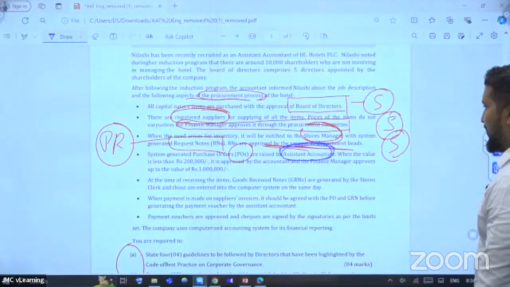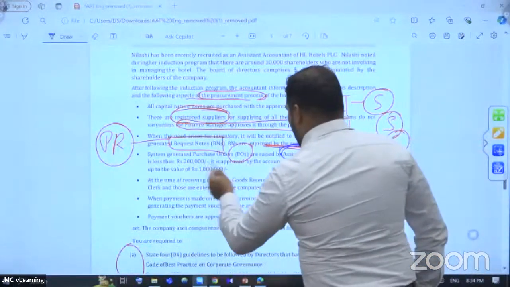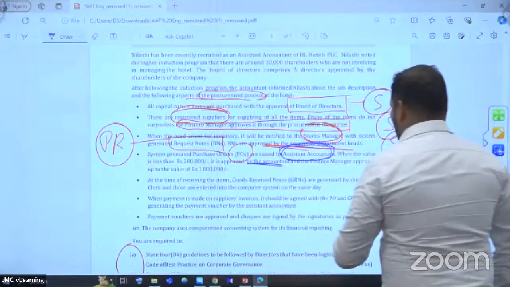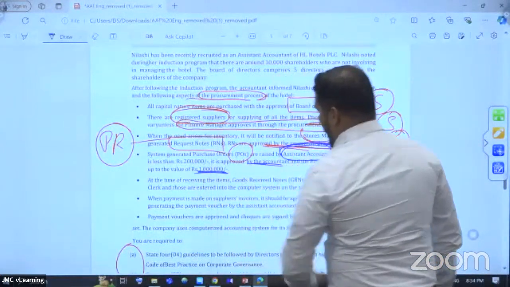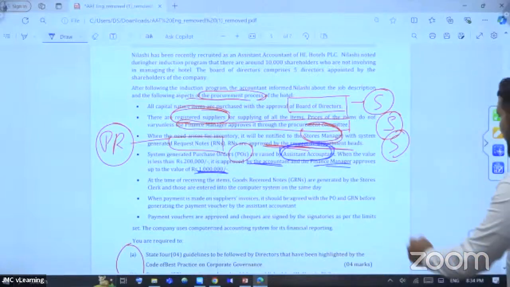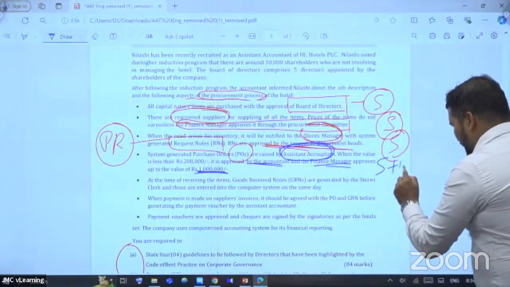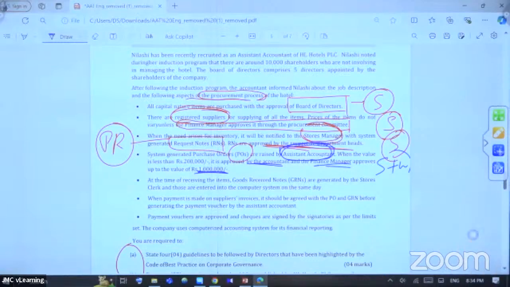Right. When the value is less than 200,000, it is approved by the accountant, and the finance manager approves it when the value is up to 1 million. Right. So here you will have a plus point plus a weak point as well.